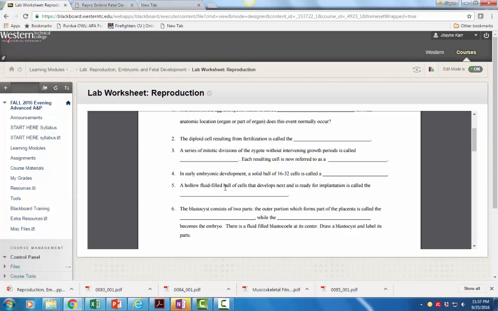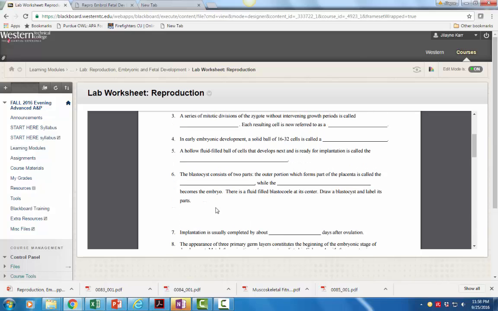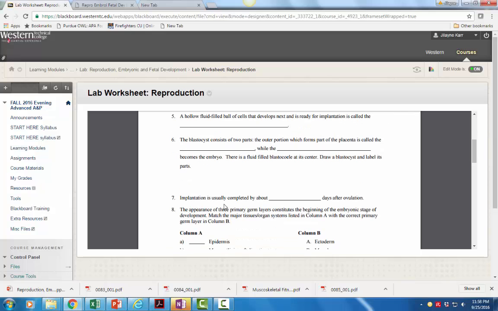So a hollow fluid-filled ball of cells that develops and is ready for implantation is called the blastocyst. The blastocyst contains two parts. The outer portion is called the trophoblast, and the inner cell mass is what becomes the embryo. And there's fluid in the center, and you should draw a picture here of a blastocyst and label its parts. You can go back and look at the PowerPoint to see what that blastocyst looked like. For ovulation, implantation is usually completed by about 12 days after ovulation.